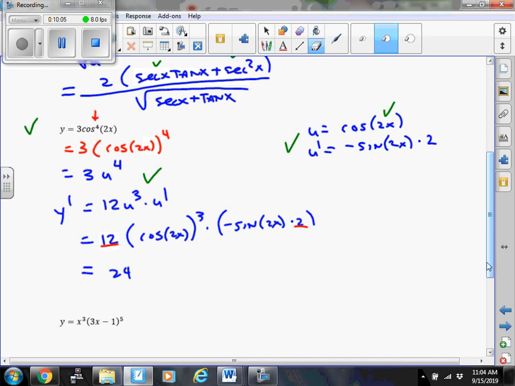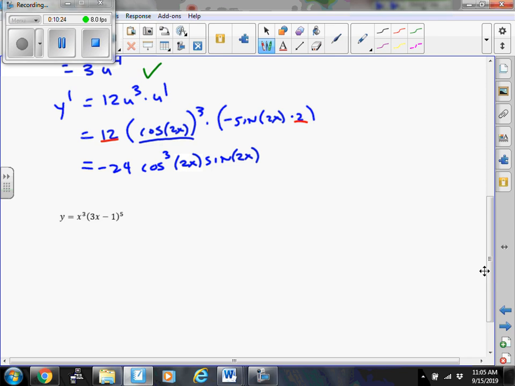Let's rewrite that cosine in normal form. So cosine to the third 2x. So I just rewrote this puppy here, right up here. And now I'm just going to put sine 2x. And I'm going to slap my negative out in front. And there you go. You just did a double chain. Woohoo!